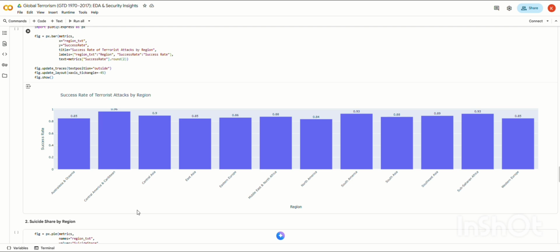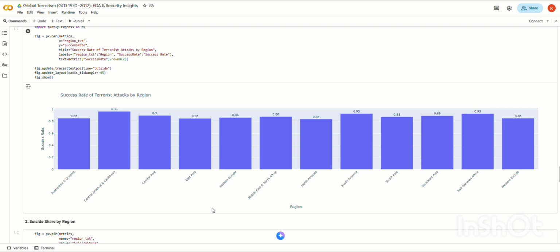In contrast, other highly affected regions like the Middle East and South Asia have slightly lower rates, which can indicate more active counterterrorism efforts. The data tells us that security and defense strategies must be region specific. In areas with high success rate, there is a greater need for proactive measures like enhanced intelligence gathering, improved on-the-ground security, and better inter-agency cooperation to disrupt attacks before they can be executed. The numbers clearly show where these efforts are most urgently needed.